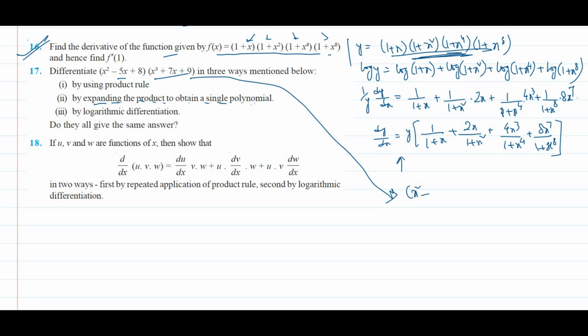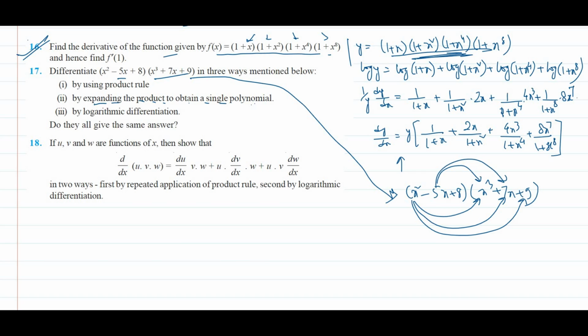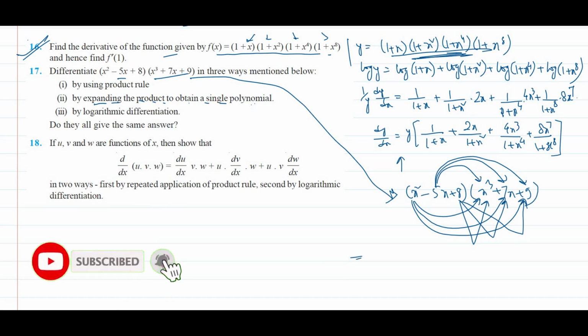So that is x square minus 5x plus 8 times x cube plus 7x plus 9. So how to multiply? First with x square times x cube, then x square times 7x, then 9, then minus 5x times x cube, this, and then finally 8x cube, 8 times 7x, and 8, 9, 72. That's all you are going to find it. So this is 8th class algebra. I hope you won't have any problem.